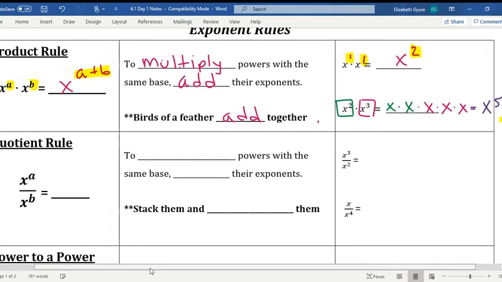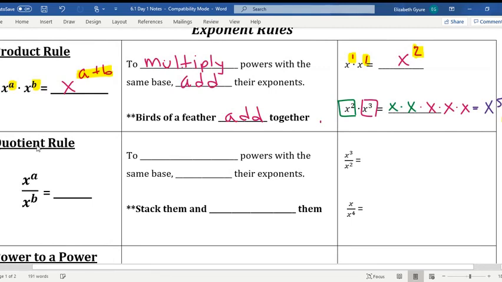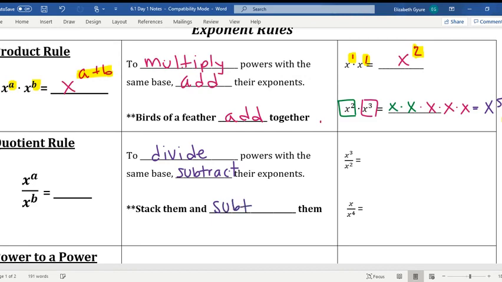So then we have our quotient rule. Quotient, just a fancy word for divide. So here, to divide powers with the same base, so both x's, both y's, both z's, or whatever they are, what you do is subtract their exponents. Sorry, that glitched there. That should be a t. So you subtract their exponents. Our little cute way to remember this is stack them and subtract them.